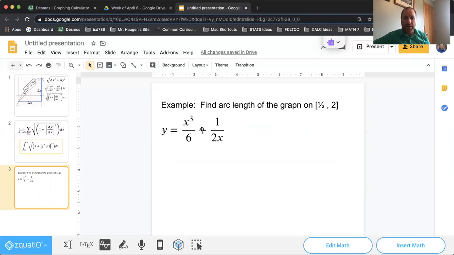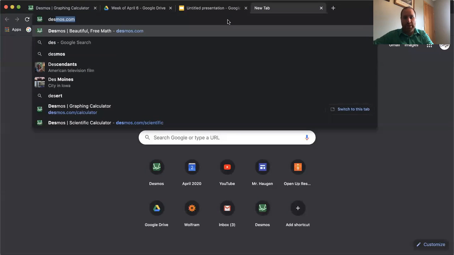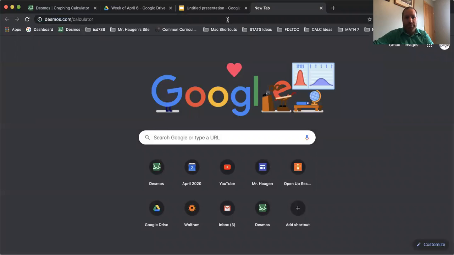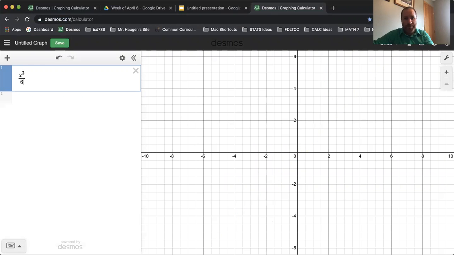How do we find the arc length on here? Again, if you want a picture of that, x cubed over 6 plus 1 over 2x, you can always go to Desmos and just type that right in there. That's not a big problem. If you're wondering, what does this thing look like? We really want to see this from 1/2, not 0. 0 goes off to infinity. So if we did that, boy, we'd be adding up stuff forever and ever.